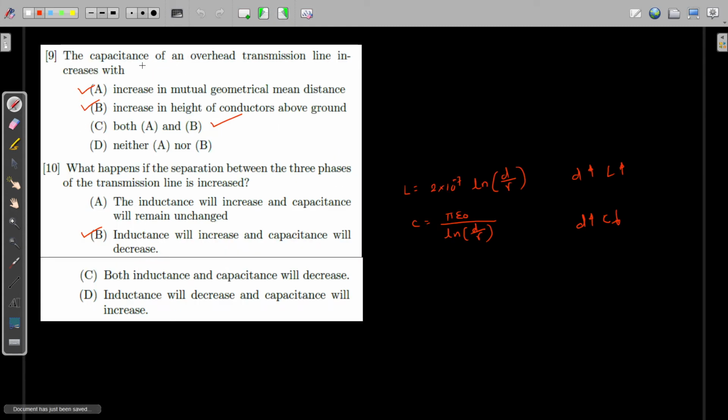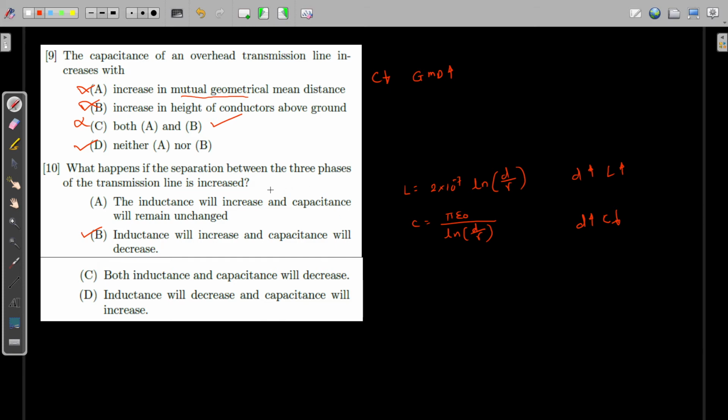Then coming to the next: the capacitance of the overhead transmission line increases with the mutual GMD. Okay, as the GMD increases, the value of the capacitance C decreases. So this is the wrong statement. Increases with the height of the conductor above the ground: if we increase the height of the conductor above the ground, the capacitance value also decreases. So this is also wrong. So neither A nor B is correct. Increasing the mutual GMD, there will be a decrease in the capacitance value.